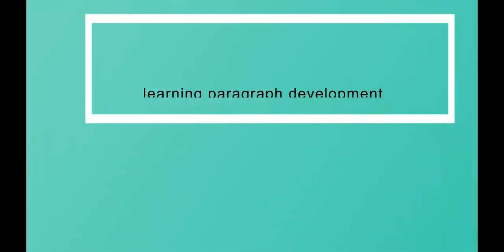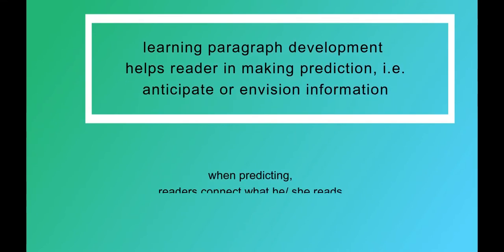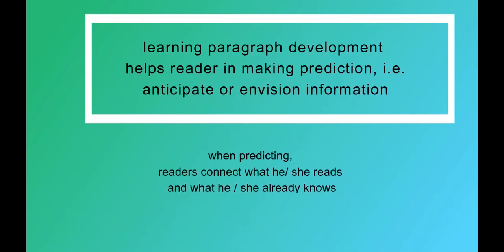Now, allow me to repeat what I have said earlier. Learning how a paragraph is developed is beneficial, for it allows you as a reader to predict the information that will be presented by the author. Predicting, in turn, makes the reader more cognitively ready to anticipate the information that they envision to come next in the text. Predicting is an essential reading strategy. Good readers use predicting as a way to connect their existing knowledge to new information from a text.